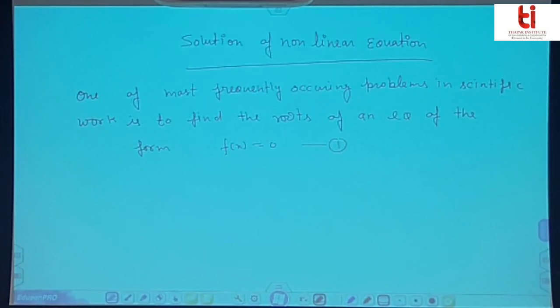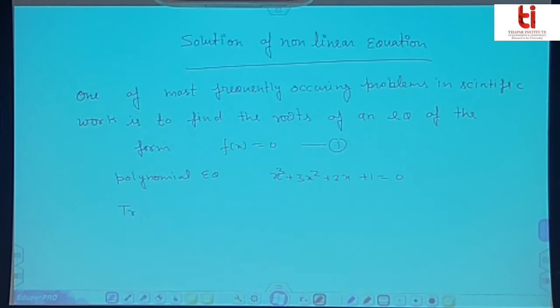So, f(x) equal to 0 is a nonlinear equation. A nonlinear equation could be of two kinds. First is polynomial equation and second is transcendental equation. Polynomial equation means what? Like the form x^n plus x^(n-1) and so on. Let us take an example, x cube plus 3x square plus 2x plus 1 equal to 0.